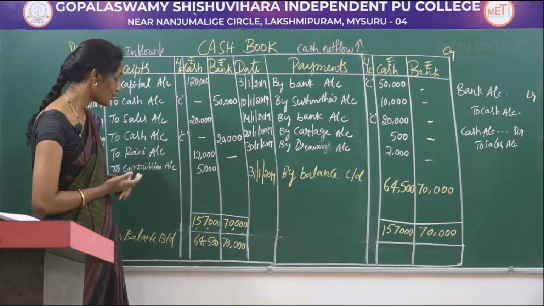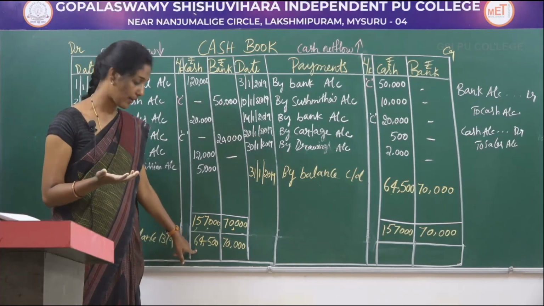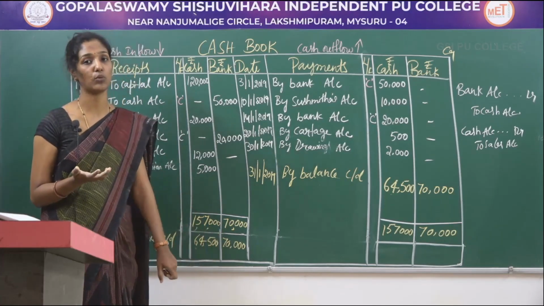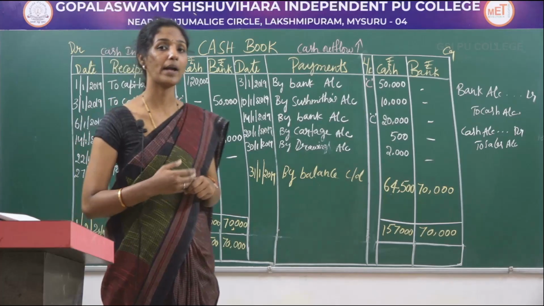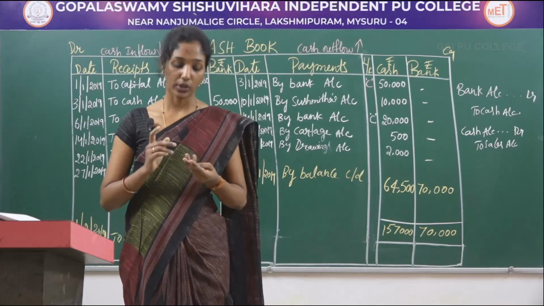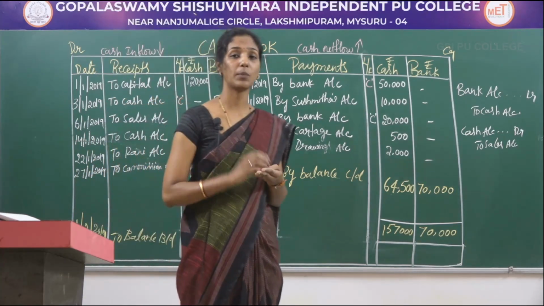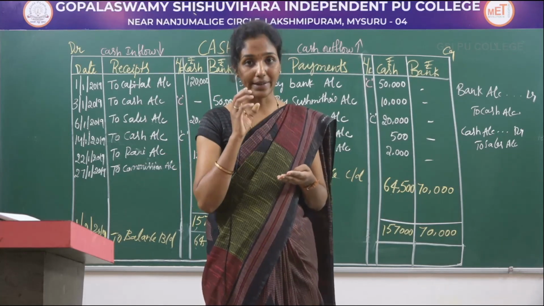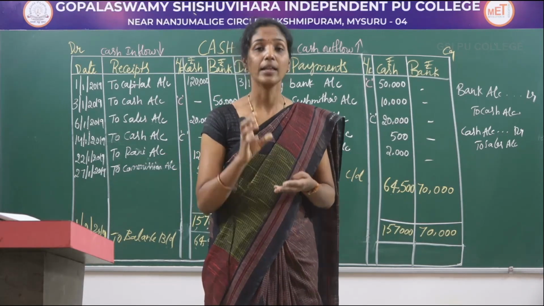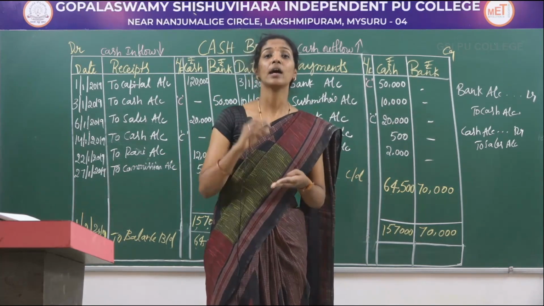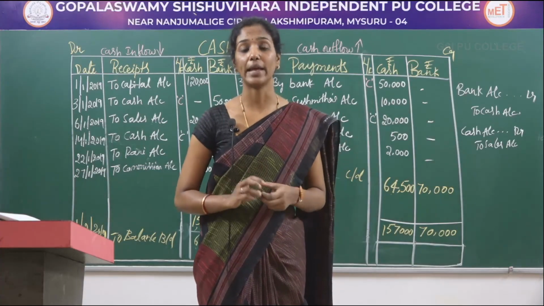So cash in hand is 64,500, cash at bank is 70,000. So this is how we prepare a double column cash book. So keep it in your mind while preparing the double column cash book. First you should analyze the journal entry, then you can easily prepare the double column cash book without any confusion.